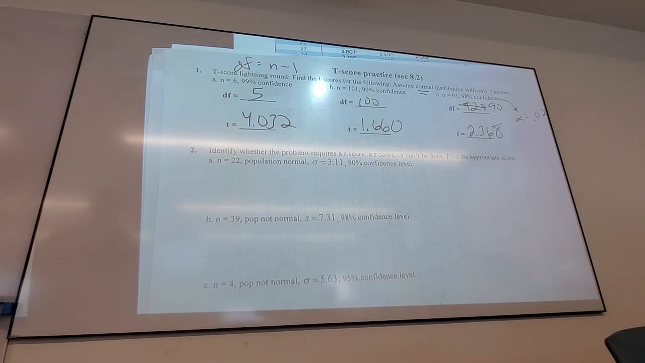So, if I want to use a Z or a T, I need a normal distribution. Yes? I either have to tell you that, or what else would tell you it's normal enough? Above 30. Greater than 30.